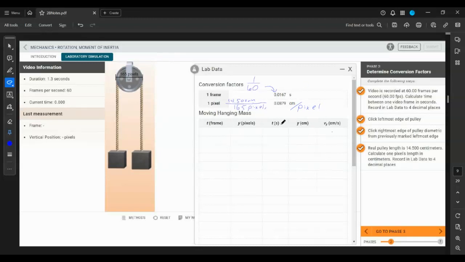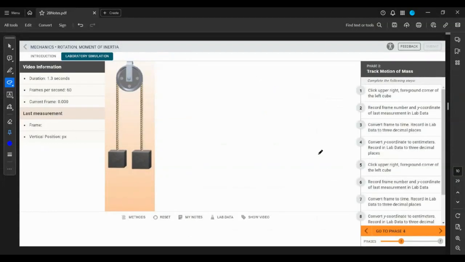Okay, and so with those conversions, we can do the calculations that we need. And we only really need to remember one more formula to find velocity here for our initial set of calculations. So we're almost ready. All right, so from here, we move on to phase 3. Then it's going to have us click on the corner of the block to get a data point. Then we're going to do some calculations off of that. We'll look at a second data point so we can calculate velocity.